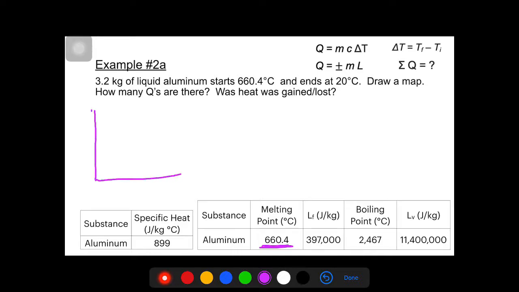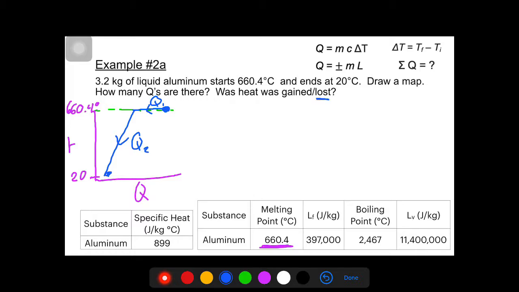So we have our map. We have 660.4. We have 20 degrees. We have temp. We have Q. And then we go through and we can say, well, where's my phase change? Well, my phase change is at the maximum temperature of 660. So really what we're doing is we're starting here and we're ending here. But what happens is we are going to do something like that. Okay, so we're going to go through a phase change first. So that's going to be my Q1. And then we're going to get this Q2.